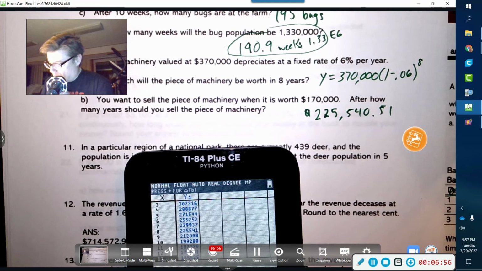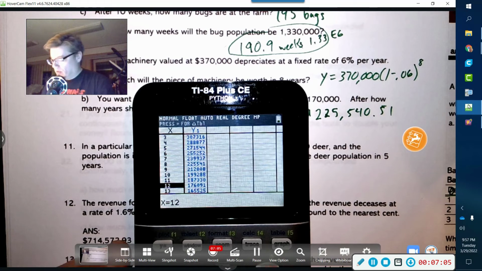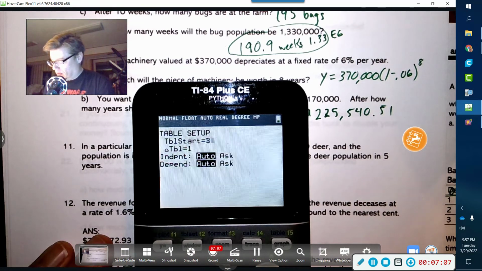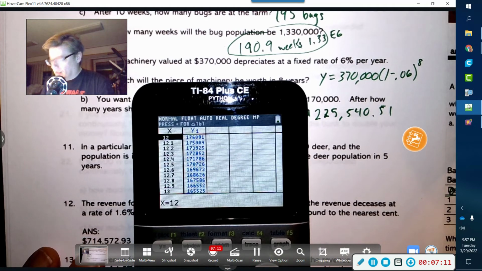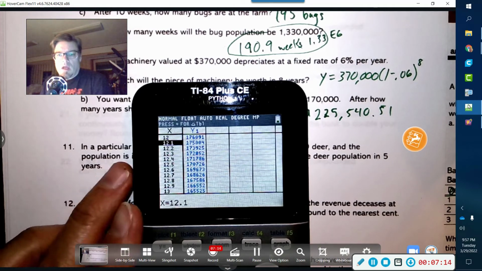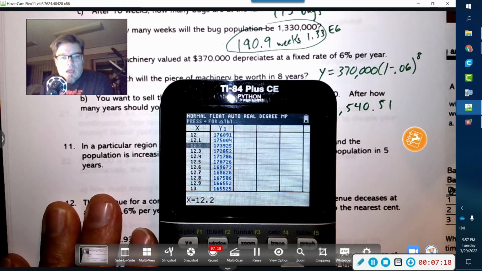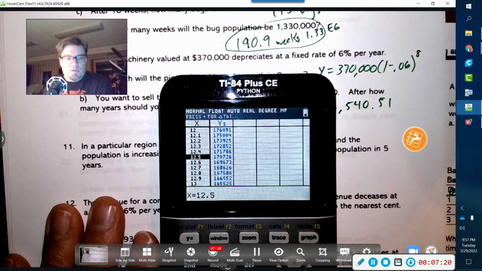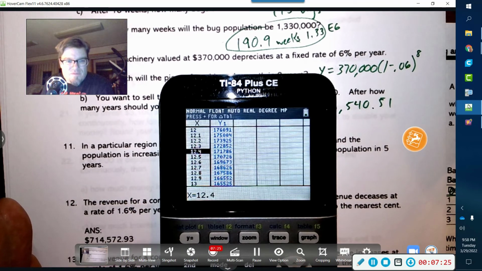Okay, so 170 is in between 12 and 13. So let's start at 12. Go back to table set. Start at 12. Now I'm going to go up by 0.1. Go back to the table. Shoot. Lost the number again. What is it? 170. Right there. So it keeps depreciating. We're looking at 12.5. It's in between 12.4 and 12.5.